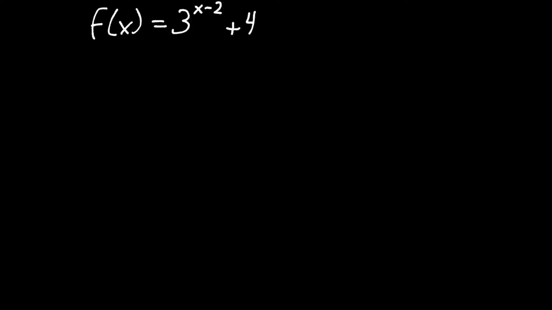Here we have the exponential function 3 raised to the x minus 2 power plus 4. Deciding the shifts for an exponential function is very similar to deciding the shifts for a radical function. First, the exponent determines horizontal, so let's write that down. Exponent equals horizontal shift.